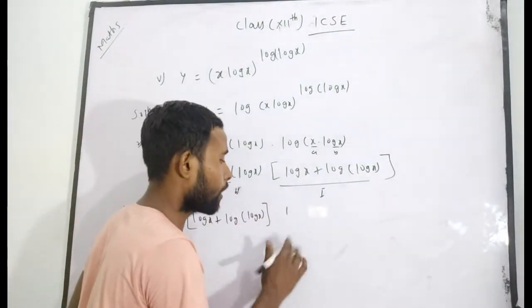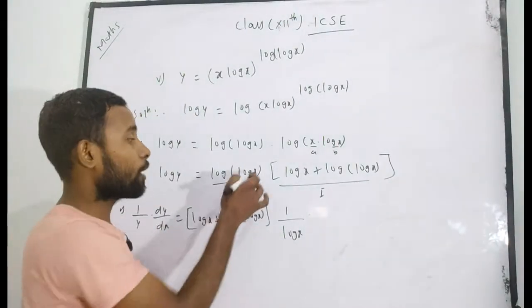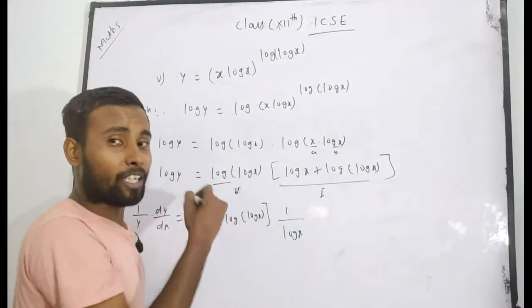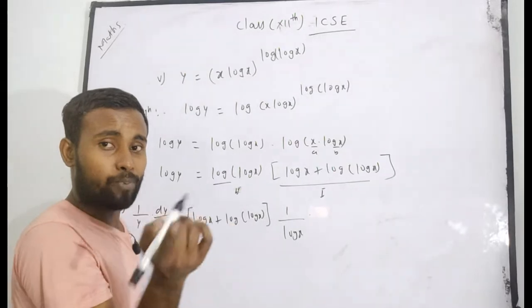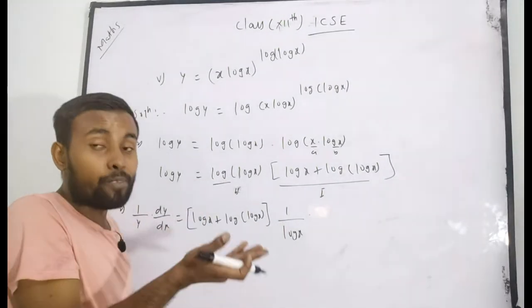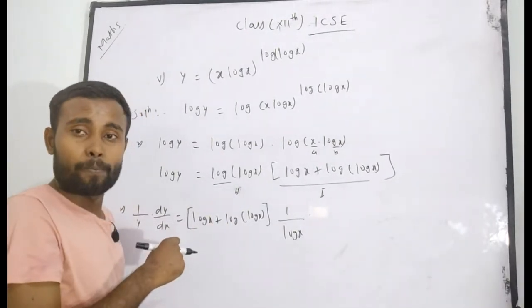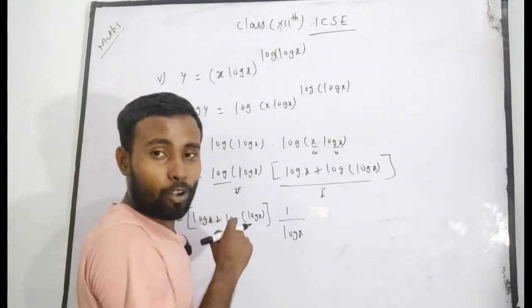What will you get? You will get 1 upon log x, because I know that you have to differentiate with respect to x, but you can't differentiate directly. First of all, you have to differentiate log x with respect to log x, and when you differentiate with respect to log x, you will definitely get 1 upon log x. And again, you have to differentiate log x with respect to x.